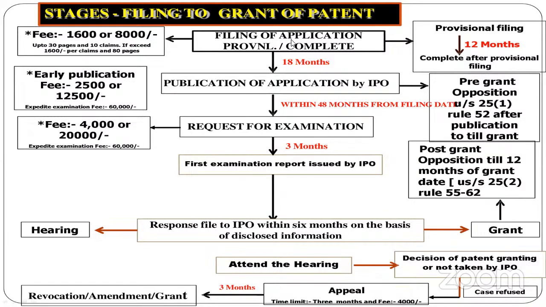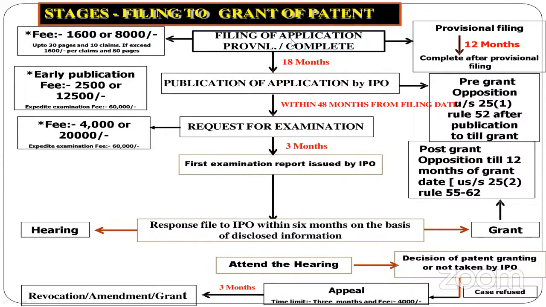After filing the provisional application, within a timeline limit of 12 months, you have to file the complete after provisional application. After that, your patent application is published by the Indian Patent Office within a timeline limit of 18 months.